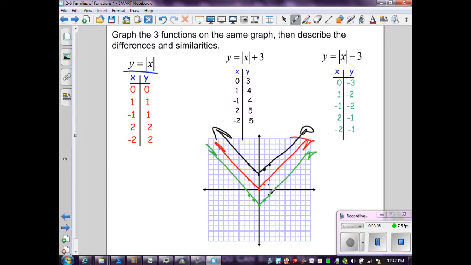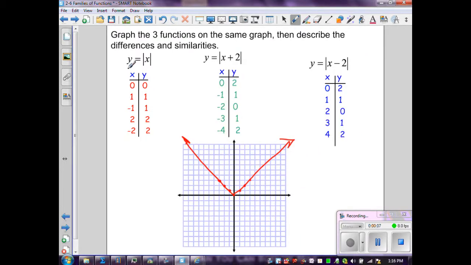In other words, all I need to do is know how to graph my parent function and then just move those ordered pairs up 3 if it's a positive number of units, or down by 3 if it's a negative number of units.